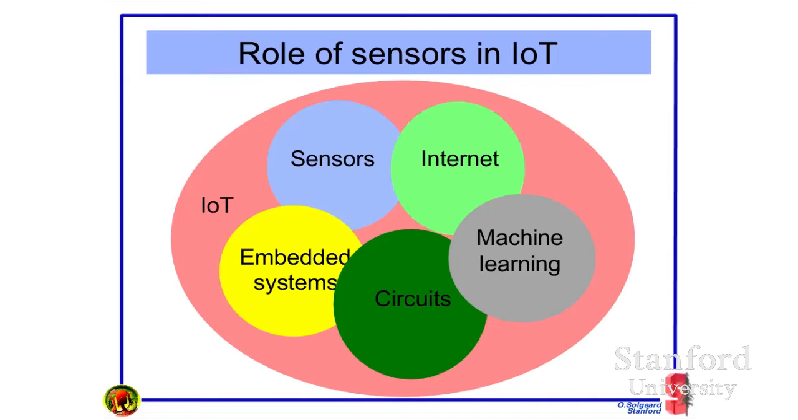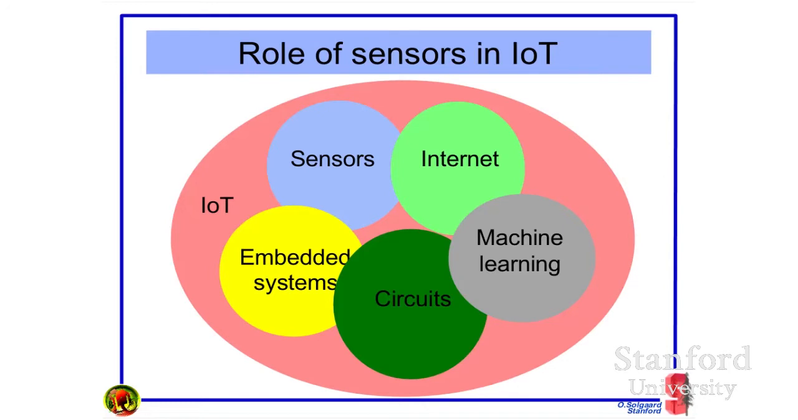The Internet of Things is shown here as a pink cloud. It has many components to it, obviously. I have the perspective of sensors, but many other people look at it from different perspectives. So you might be an expert on the Internet and how you use the Internet. Of course, that's really the backbone that ties everything together. Machine learning and signal processing at the far end are also going to be very important, and many of the opportunities and challenges are there. Circuits and embedded systems are the things that take the sensors and connect them to the Internet.